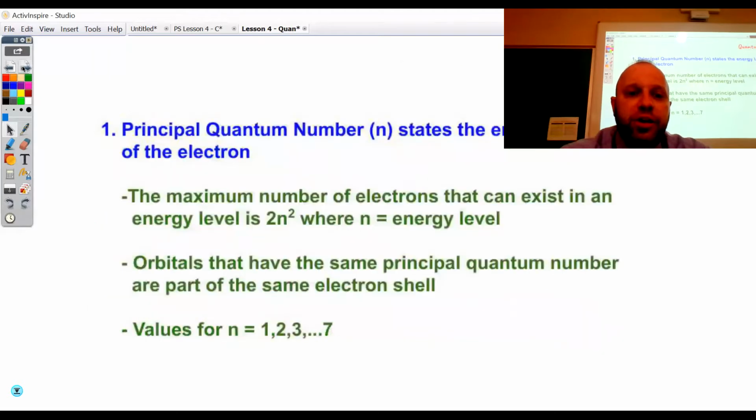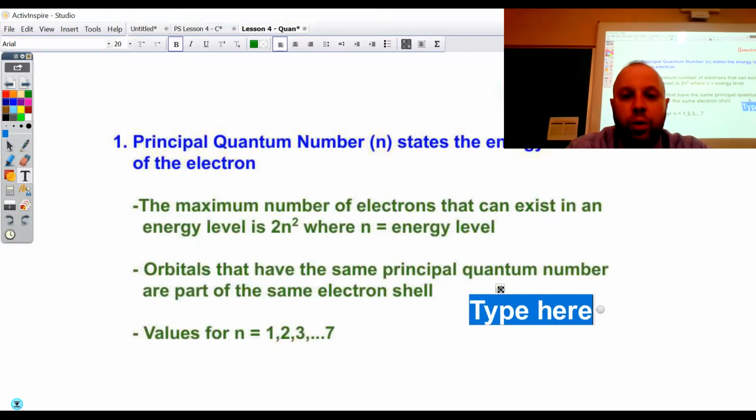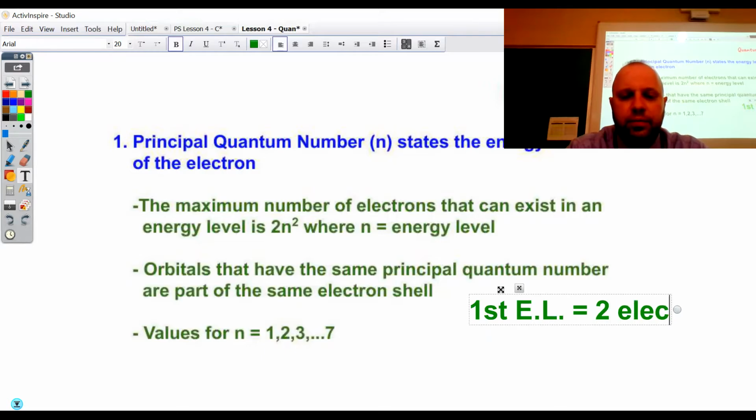If we look at the 4 different types of quantum numbers, the first quantum number is called the principal quantum number, and it states what energy level that electron is in. So it says the maximum number of electrons that can exist in an energy level is 2n squared, where n is equal to the energy level. So imagine if we are talking about the first energy level would have n equals 1. So 1 squared is 1 times 2 is 2. So first energy level has a maximum of 2 electrons.